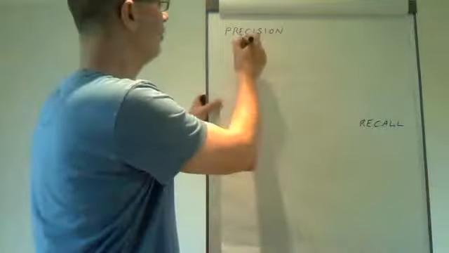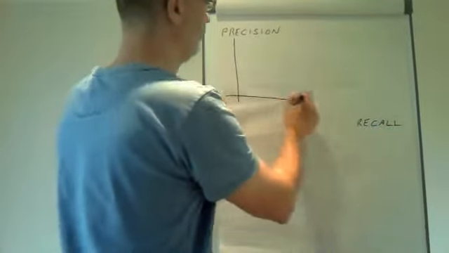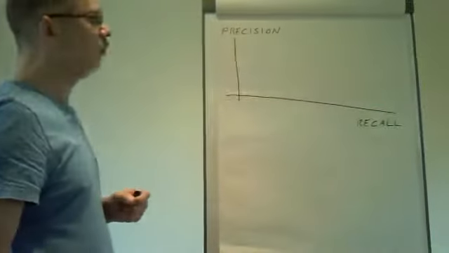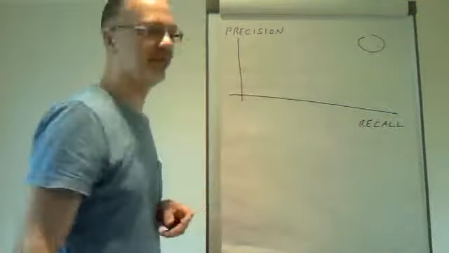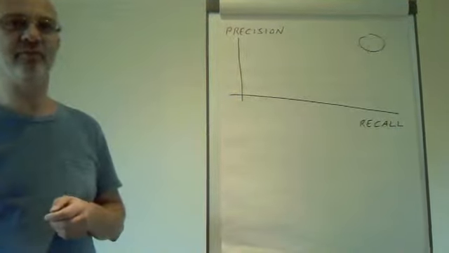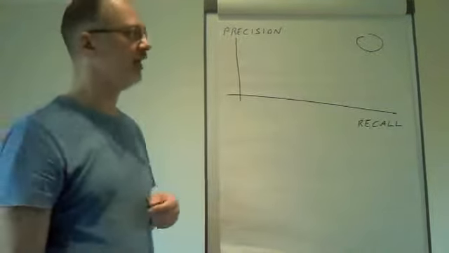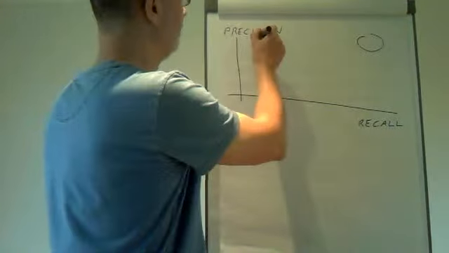But if we plot this on a graph, what we tend to find, obviously the ideal is to get our results up here with 100% precision and recall. But what we tend to find is a graph that looks more like this.